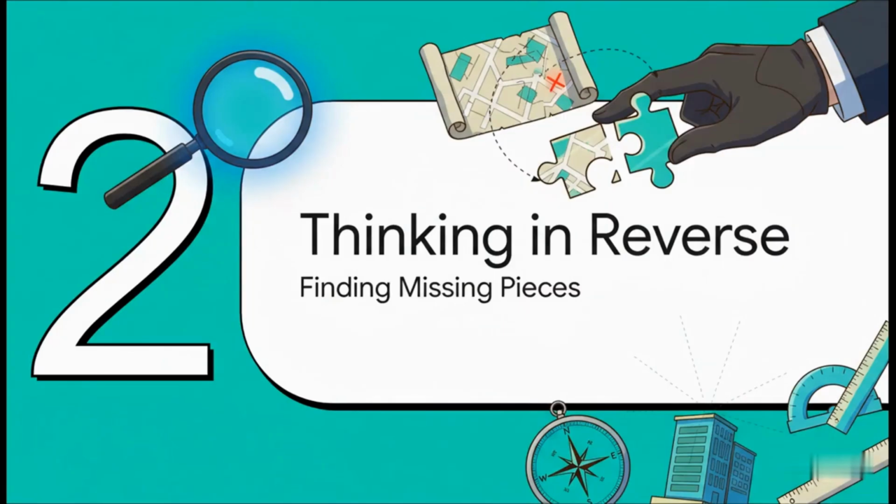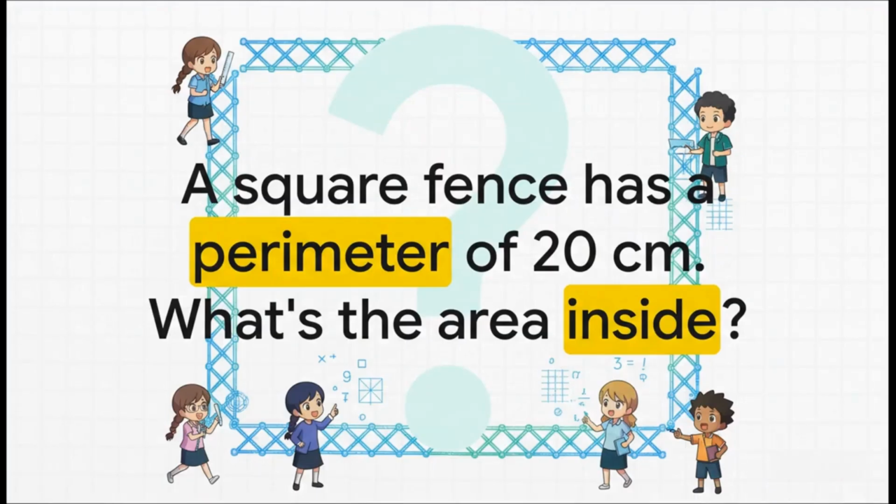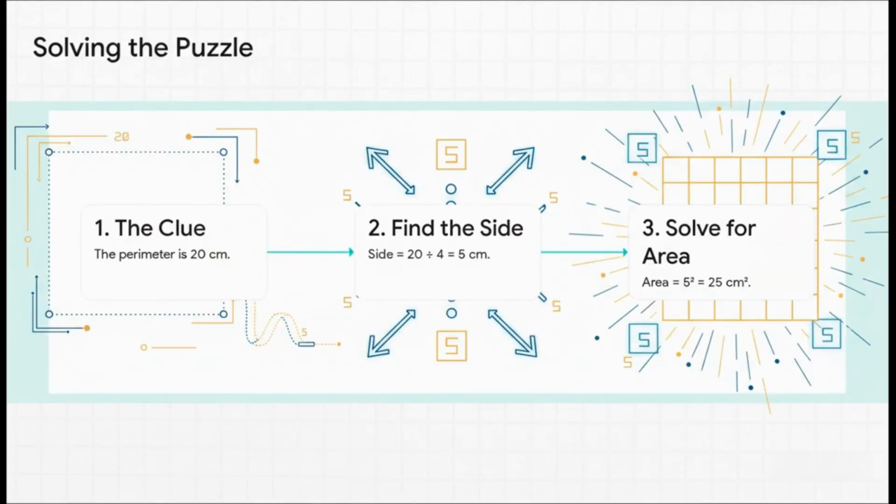Okay, so we've got our basic tools down. Now let's get a little clever. Let's learn to use them like a detective, by starting with a clue and working backward to find the missing piece of the puzzle. So, let me throw a puzzle at you. You know the total length of fencing for a square pen is 20 centimeters. But how in the world do you figure out the amount of space inside that pen with just that one number? We work backward. The clue we have is the perimeter, 20.